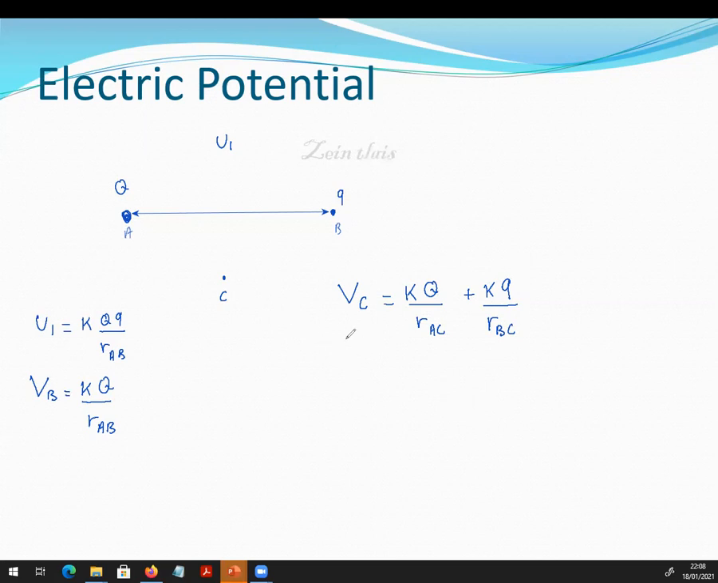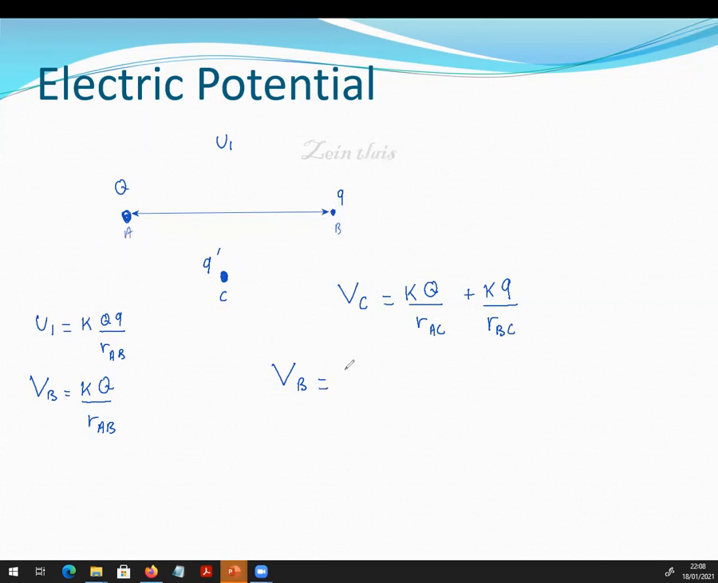Okay, if we have a charge here, let's say we have Q prime. Find the electric potential at point B. So, at point B, we will get the effect of this one plus this one at the point B.